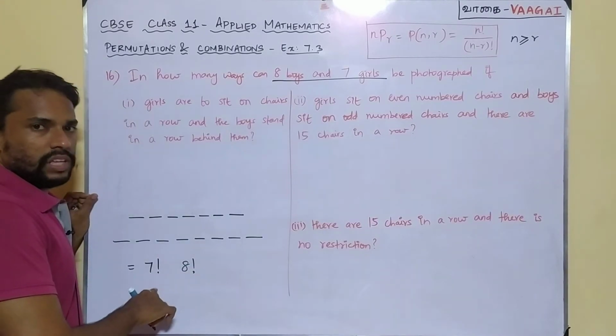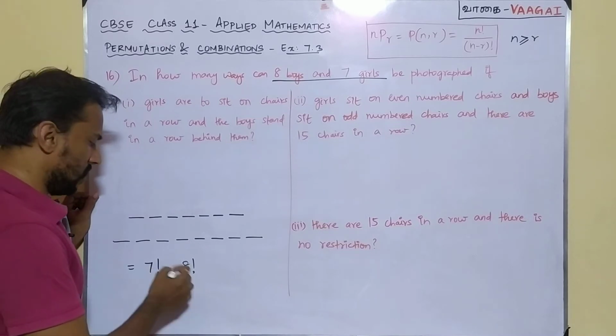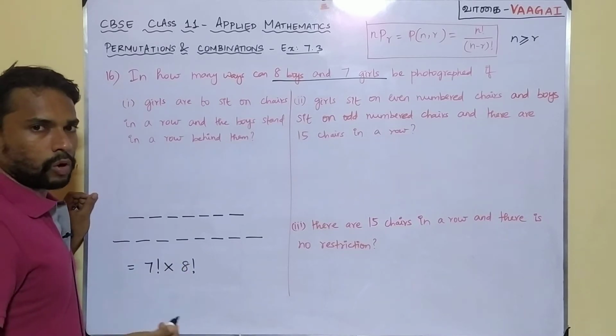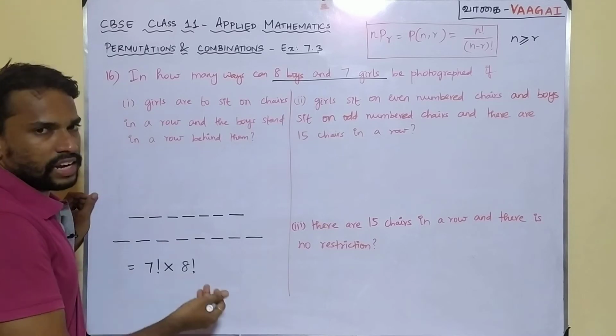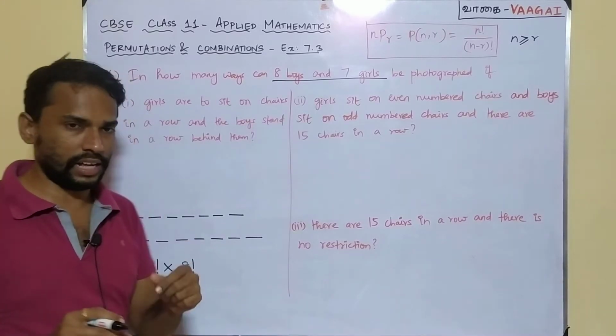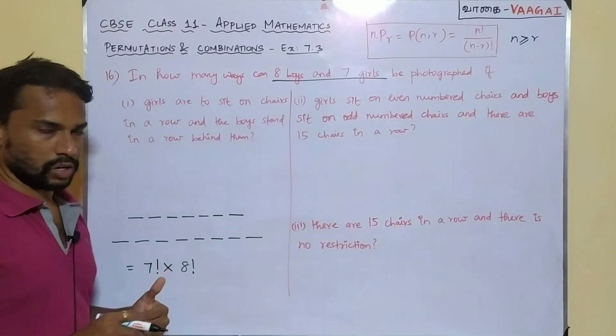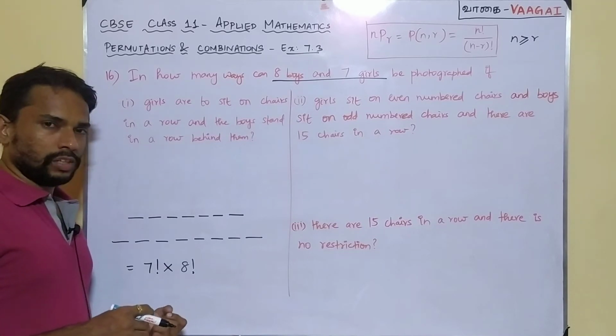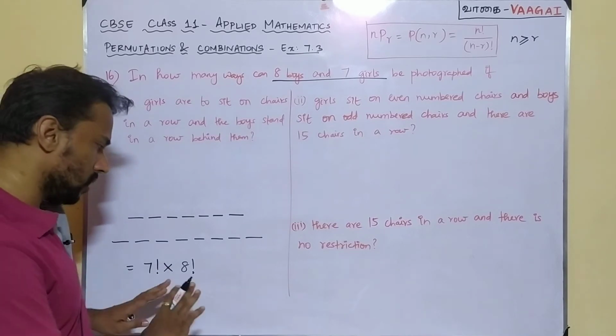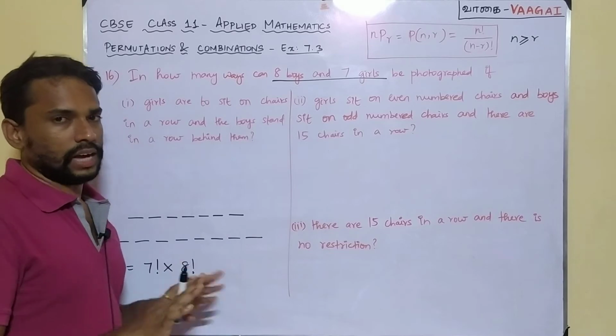So for each of these 7 factorial ways, there will be 8 factorial ways. So your overall answer is going to be 7 factorial into 8 factorial. That's all. This is going to be the answer for your first subdivision question. And if you try to expand this, you will get a very huge number, so we will better leave this as it is.